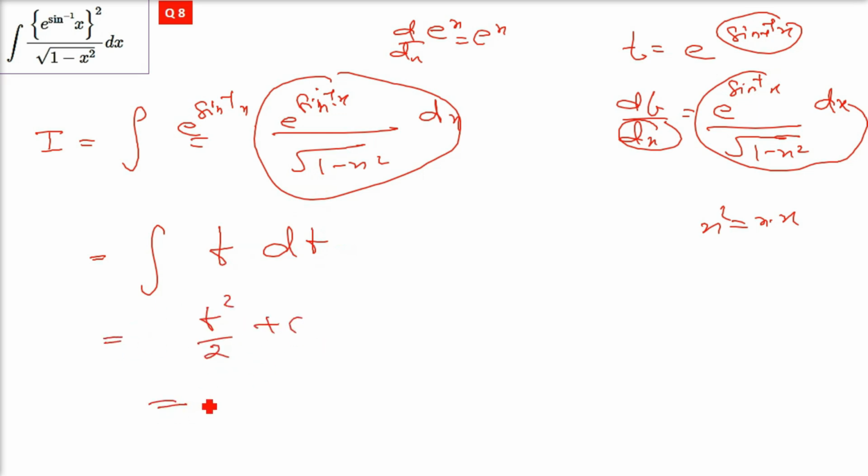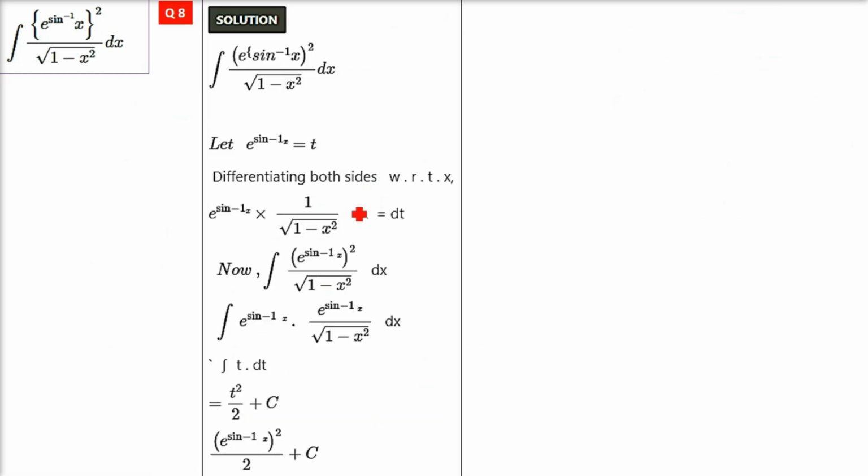So now it's t square by 2. What was t? T is e sine inverse x. So e raised sine inverse x whole square by 2, or you can multiply it by half in the front, plus constant of integration. So this will be your final result.